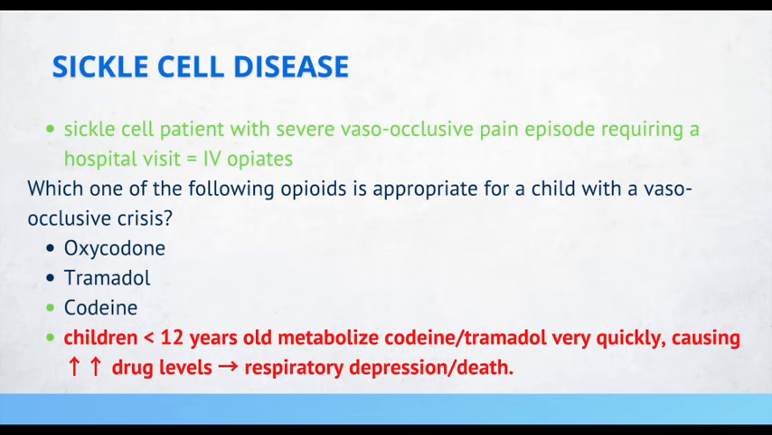Which one of the following opioids is appropriate for a child with a vaso-occlusive crisis? Is it A, oxycodone, B, tramadol, or C, codeine? The correct answer here is A, oxycodone. Children less than 12 years old metabolize codeine and tramadol very quickly, causing extremely elevated levels of these drugs, which can lead to respiratory depression and even death.